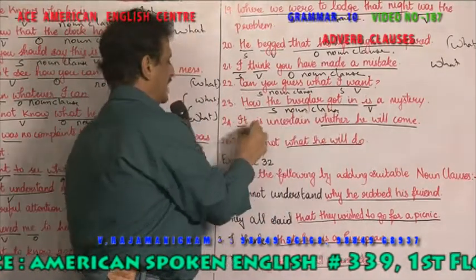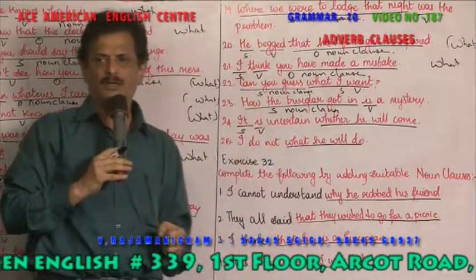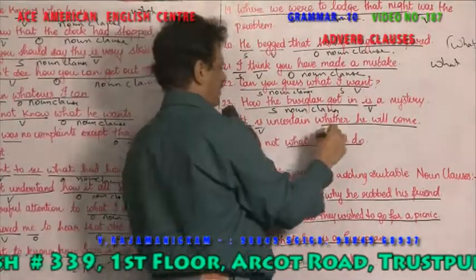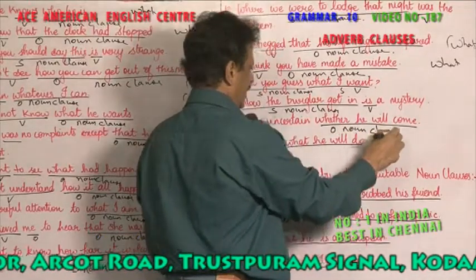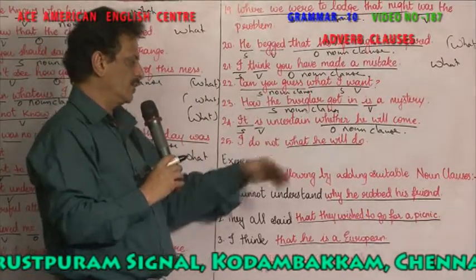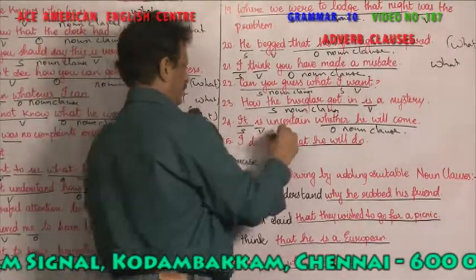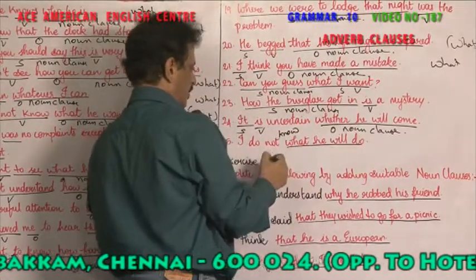It is uncertain. It is the subject, is is a verb. It is uncertain what? Whether he will come. Whether he will come becomes an object and it is a noun and it has a subject and predicate, so it is called a noun clause. I do not know what he will do. So, what he will do, I do not know.